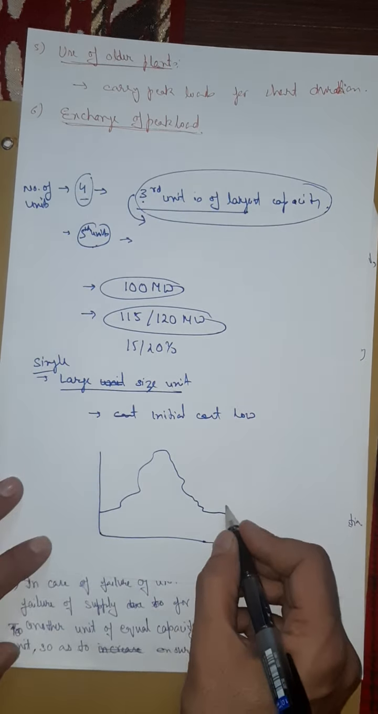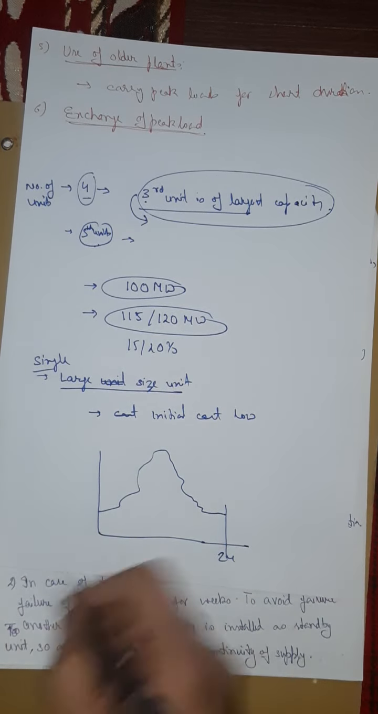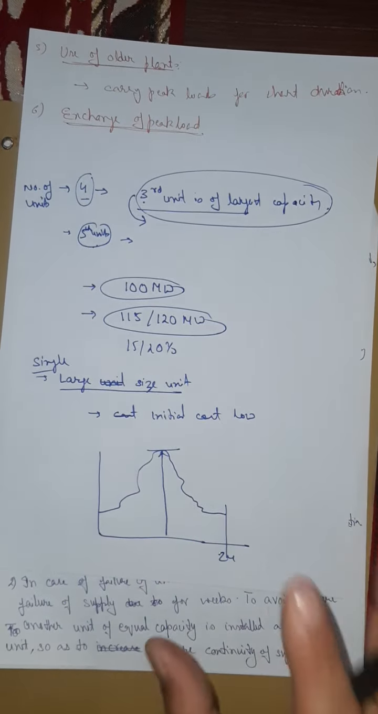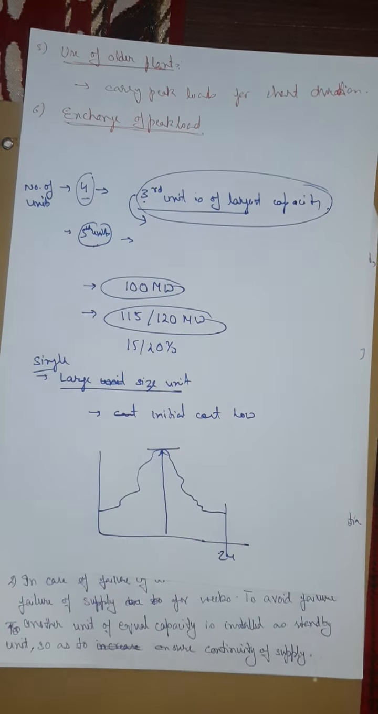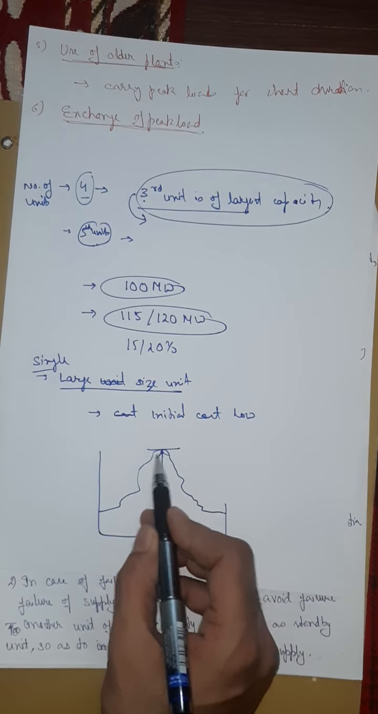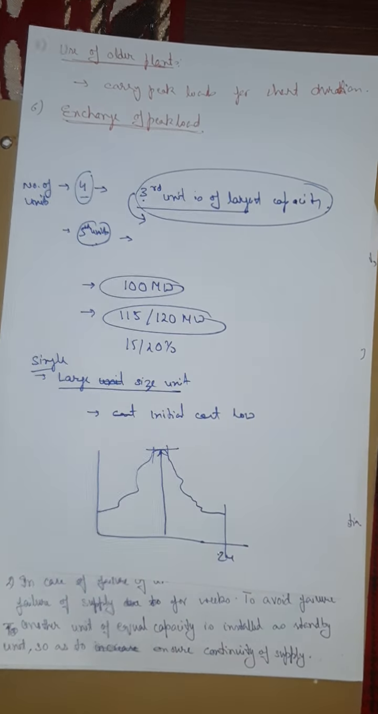Okay, so this is my 24-hour data. This is time 24. So this is maximum demand, and I am saying this is the peak demand. I am using a single generator of capacity equal to the maximum demand. So for how much time is this generator operating at its maximum demand? Only for a few hours, 2 hours a day.